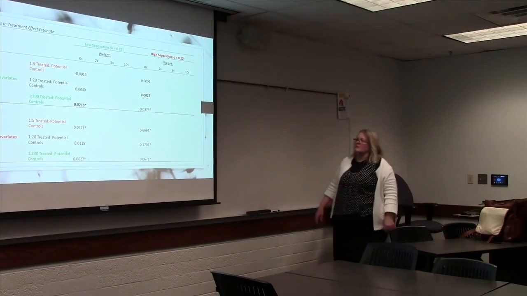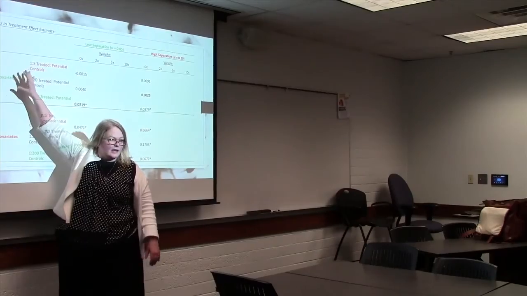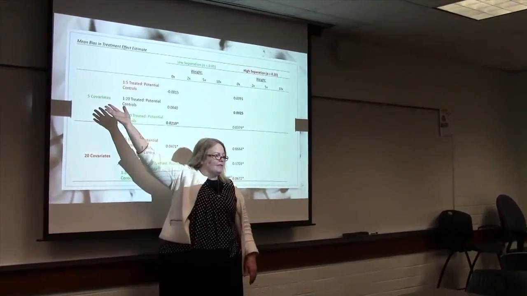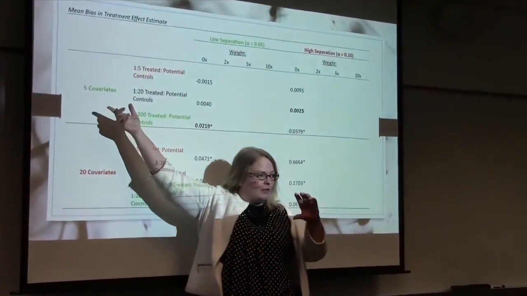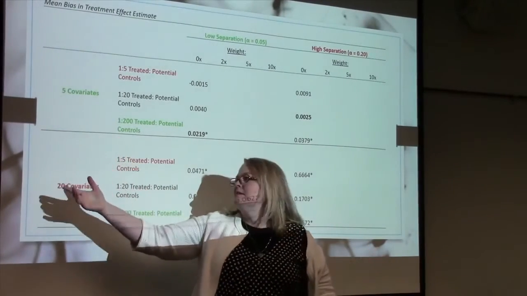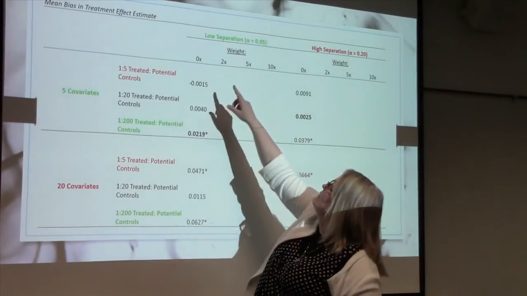Just looking at the first column here, I want to show you what we did. Basically, my design was this. I had either 5 covariates or 20, and I labeled the 5 green because my theory was that if you had fewer covariates to get balance on, it'd be easier to get the balance, right? Maybe, makes sense. If you had 20, it might be harder, okay? You've got more places to go wrong.